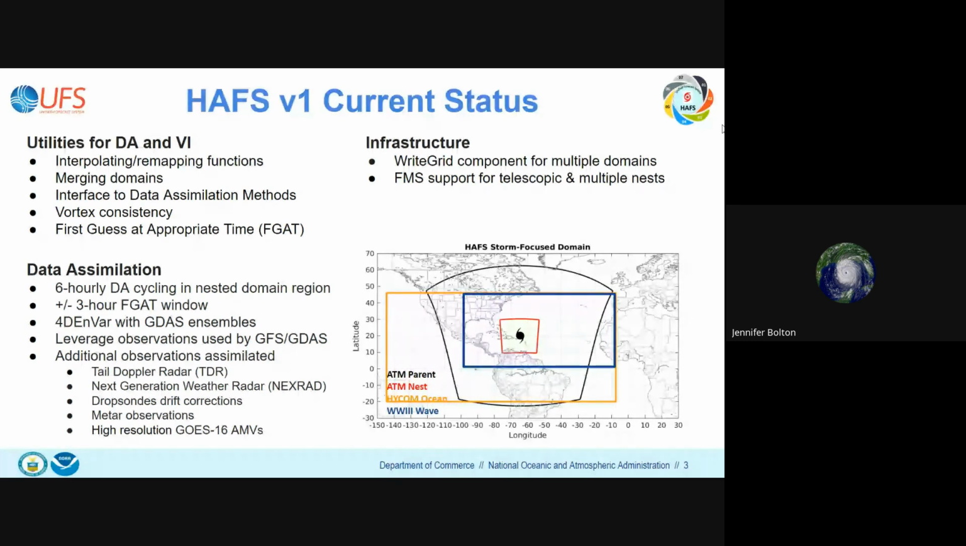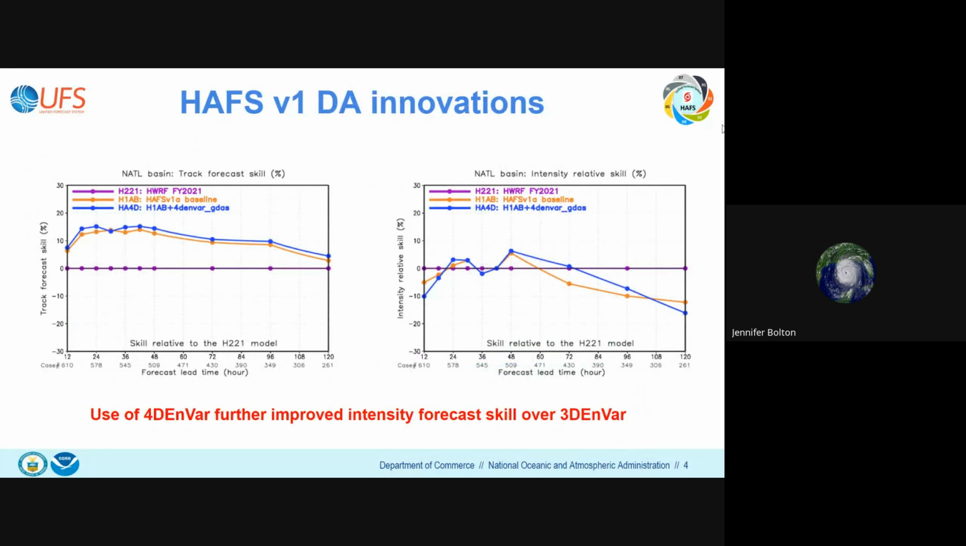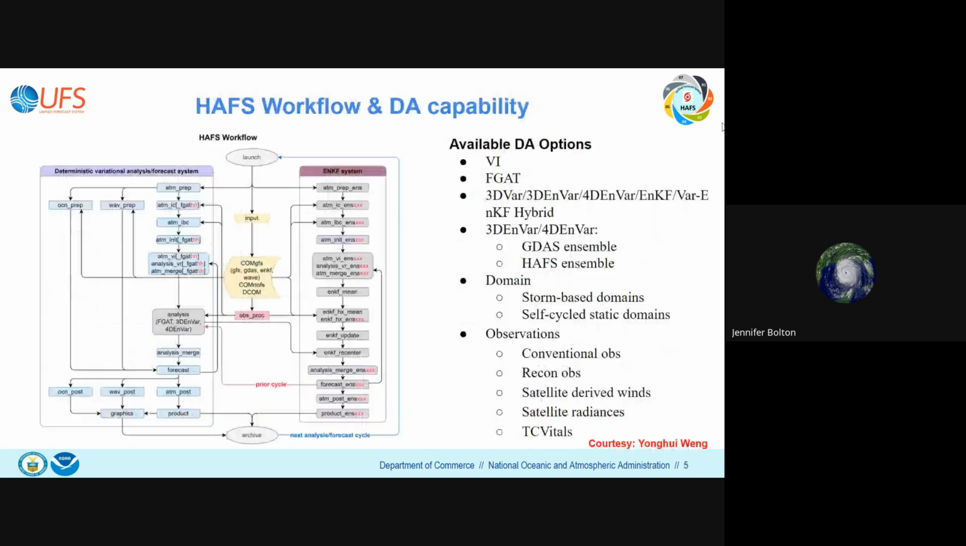Next slide, please. And one good example, and this innovation comes to us from Oklahoma University, thanks to Xuguang and her group, who tested use of 4DEnVar in HAFS v1. This was, I think, almost a year, well, maybe 9-10 months ago. And we immediately saw an impact on the results for HAFS v1, and we were happy to include this in HAFS v1. Next slide, please.